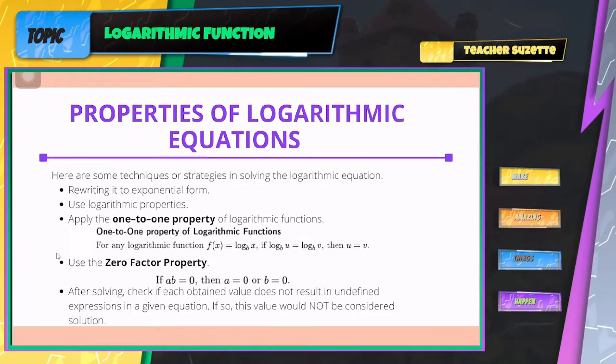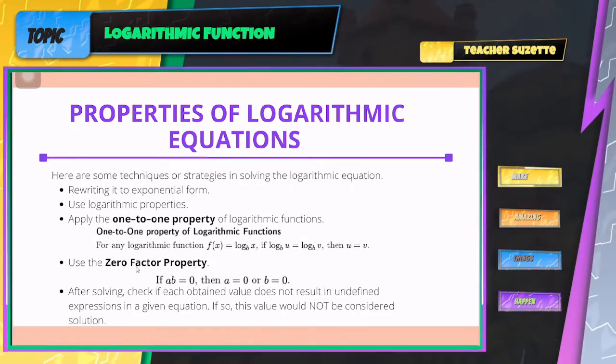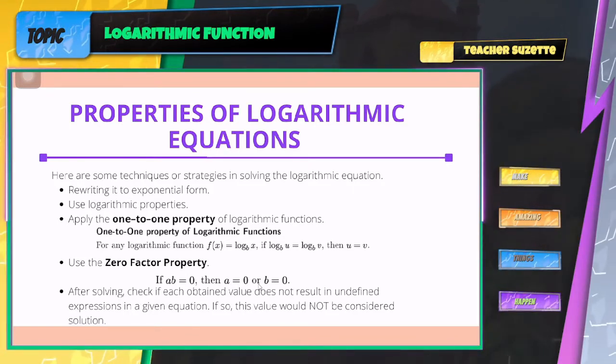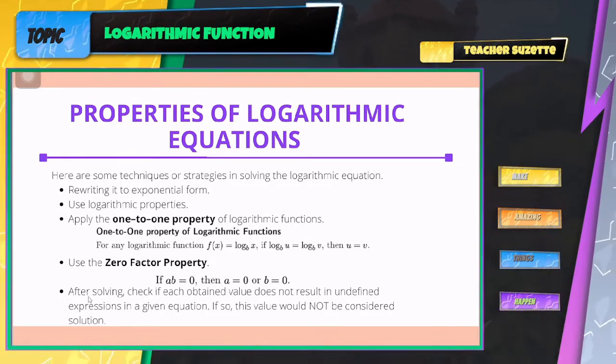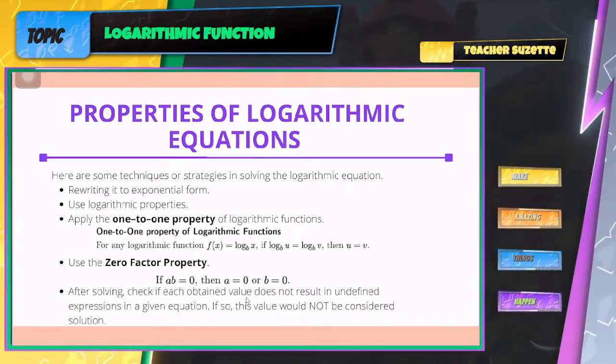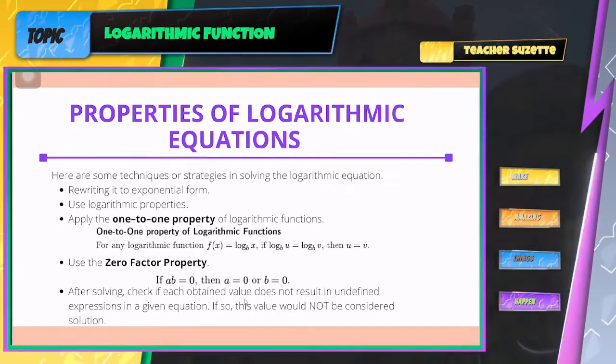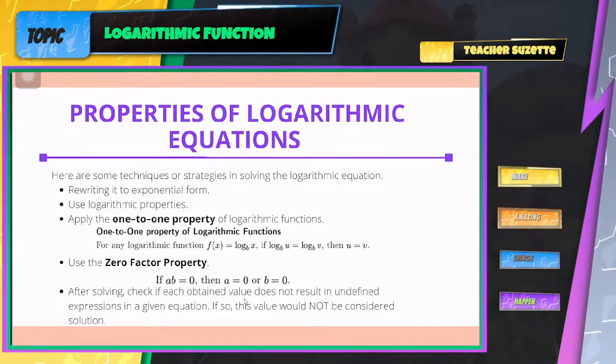Another is to use the zero factor property, which is if a times b is equal to 0, then a is equal to 0 or b is equal to 0. Do not forget, when you are solving a logarithmic equation, to check if you obtain values that result in undefined logarithmic expressions. So always do some checking after you solve for the values.